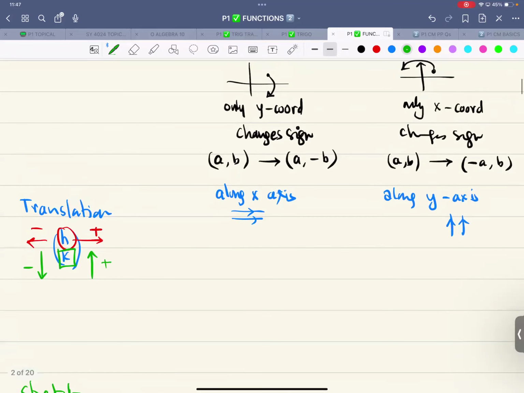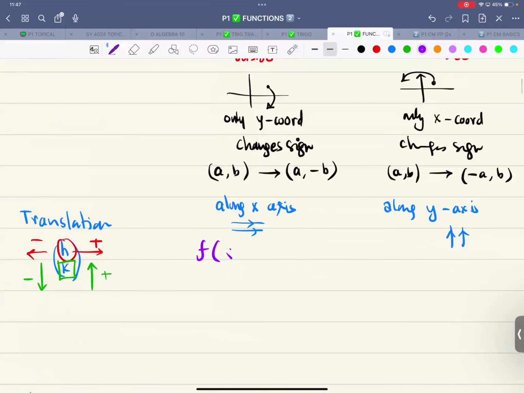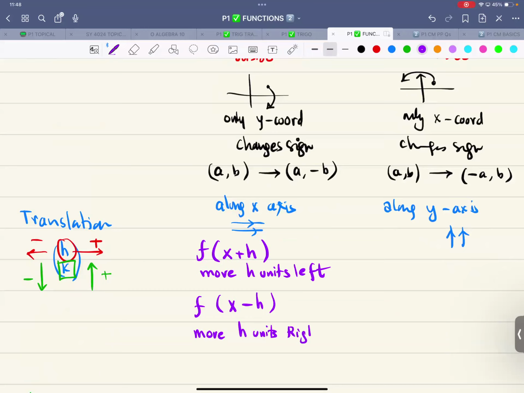Now, if we write f(x plus h), along the x-axis, the value of h itself is positive, but there is a positive sign before that. That means move h units left. And if it is f(x minus h), h itself is positive, there is a negative sign before that. It means move h units to the right.